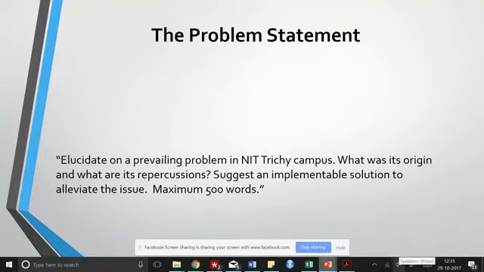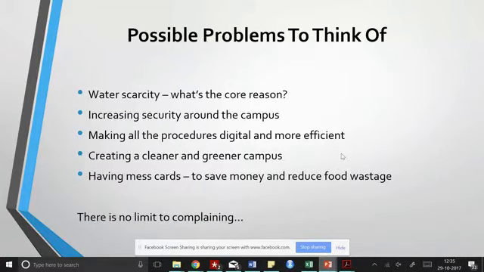The second part is definitely a problem. What was its origin and repercussions? Suggest an implementable solution. So I'm going to walk you through the process step by step. Okay, so first, just to give you a brief, I was just thinking about it yesterday: what are the problems that I could think of in a span of 5 minutes? And I came up with these.